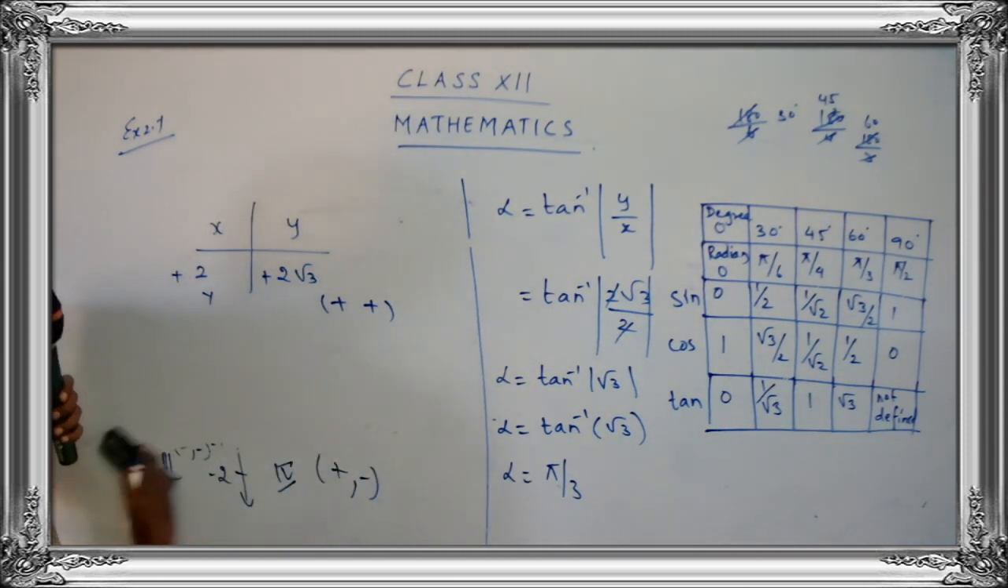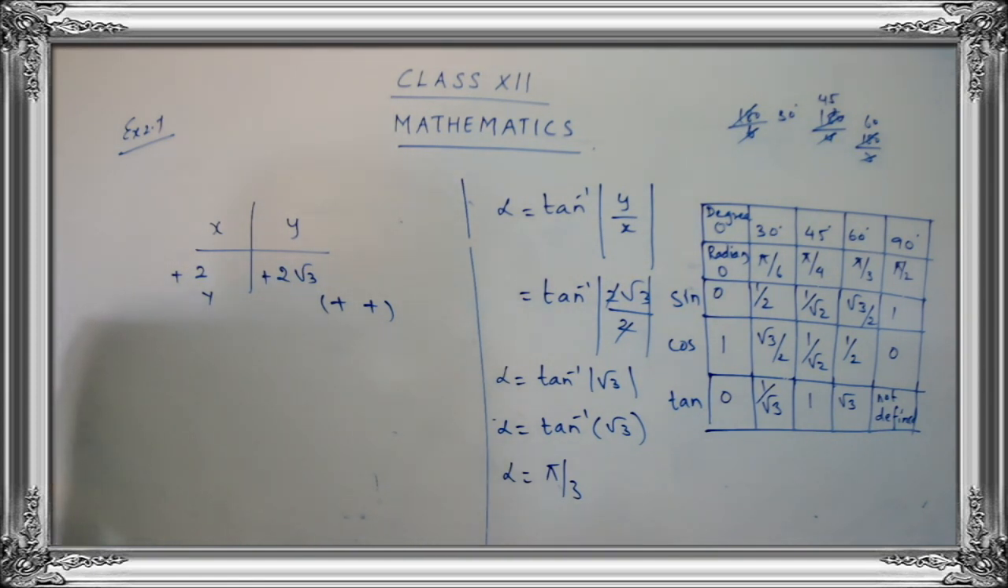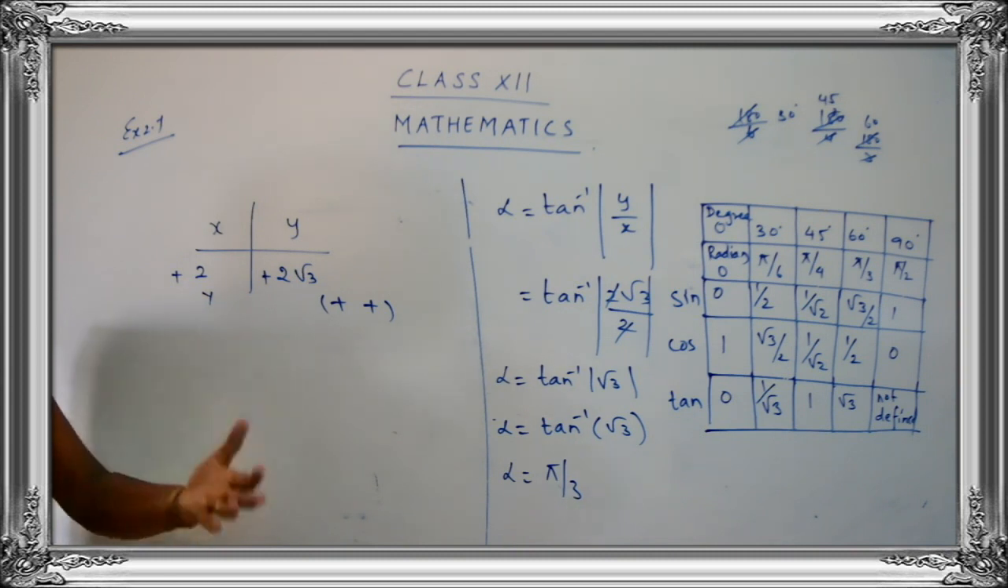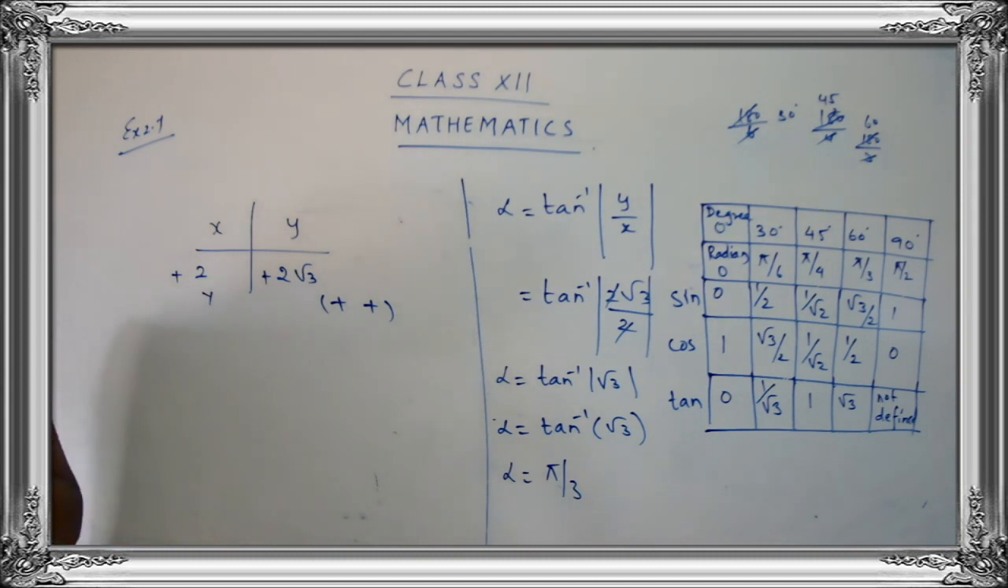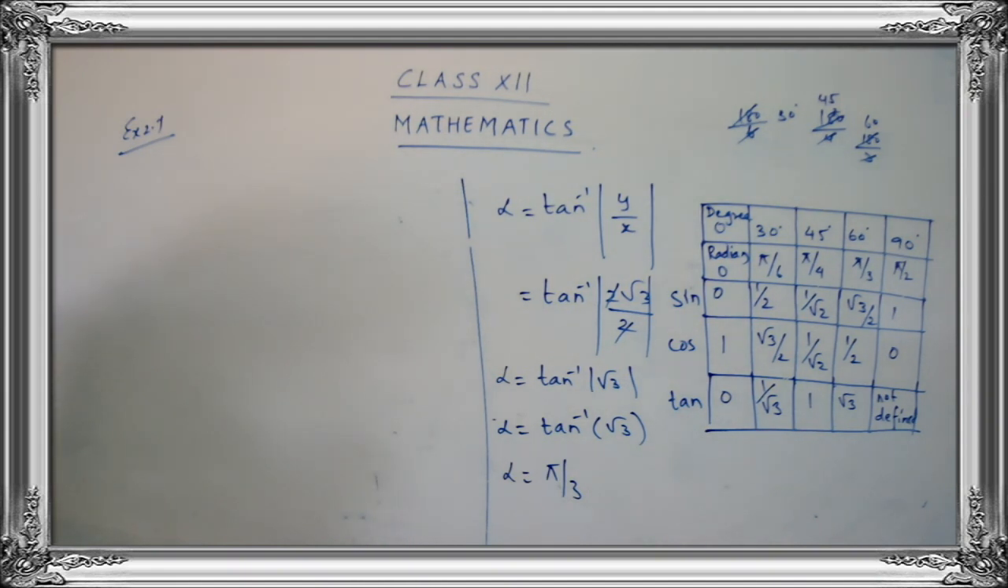Now, what are the values for x and y? We just saw the values were 2 and 2 root 3, and the signs were plus plus. I have told you, if you have plus plus, it is going to lie in the first quadrant. So let's complete the answer over here. Write down the statement.